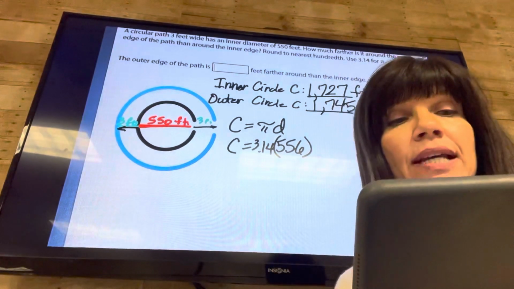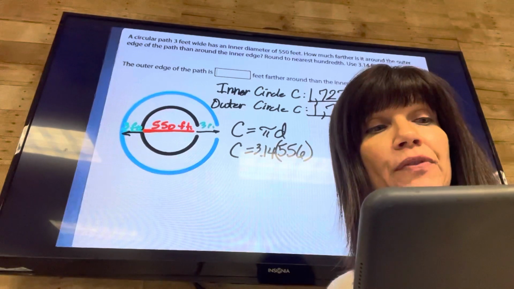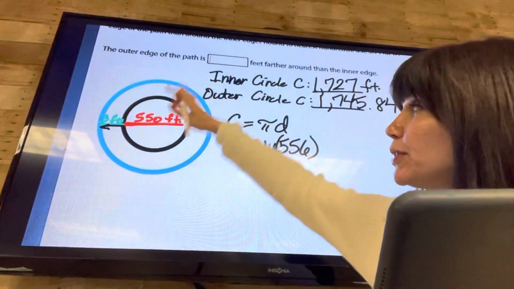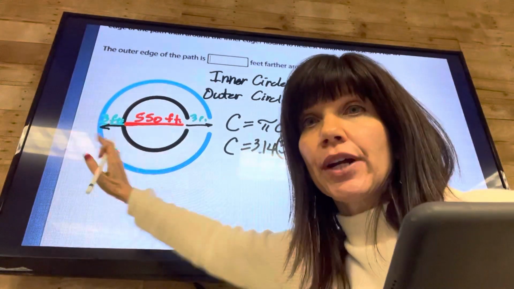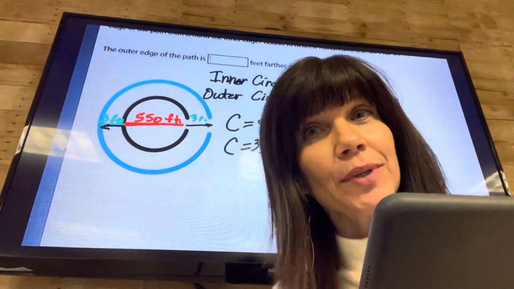So now, since I need to find how much farther it is around the outer edge of the path, or the blue circle, than it is around the inner edge of the path, I am going to subtract. And when I subtract, I will get my final answer.